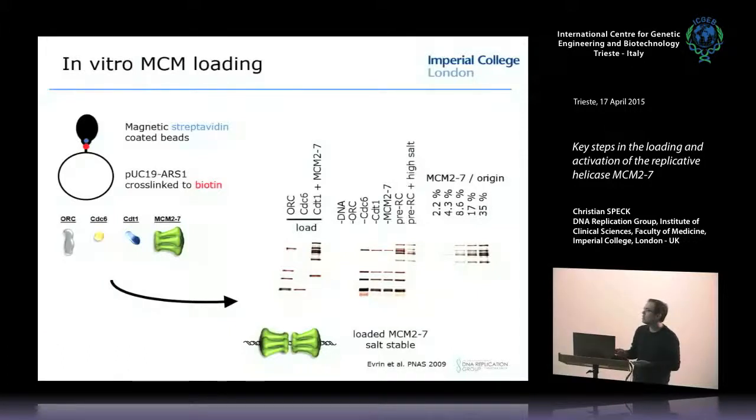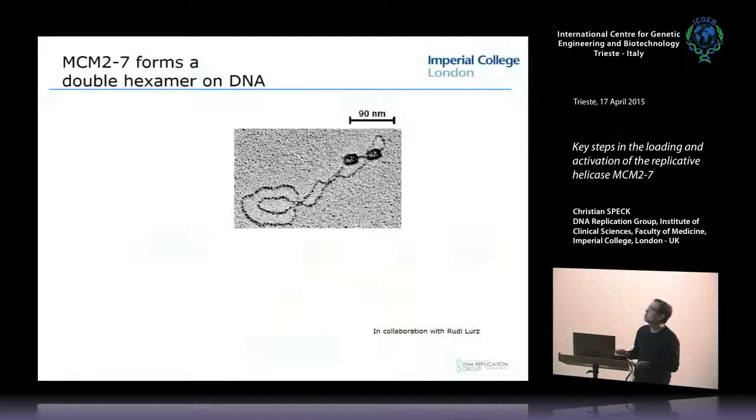So therefore, this end product of the loading reaction is the MCM double hexamer, and this is high salt stable. All right, so we were looking at this MCM double hexamer, and this is an electron microscopy picture of a metal shadowed MCM, actually two MCM double hexamers. This is one, this is the second one.